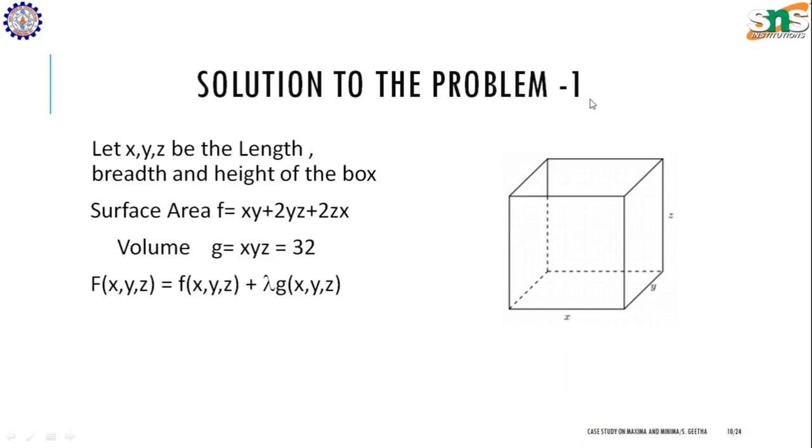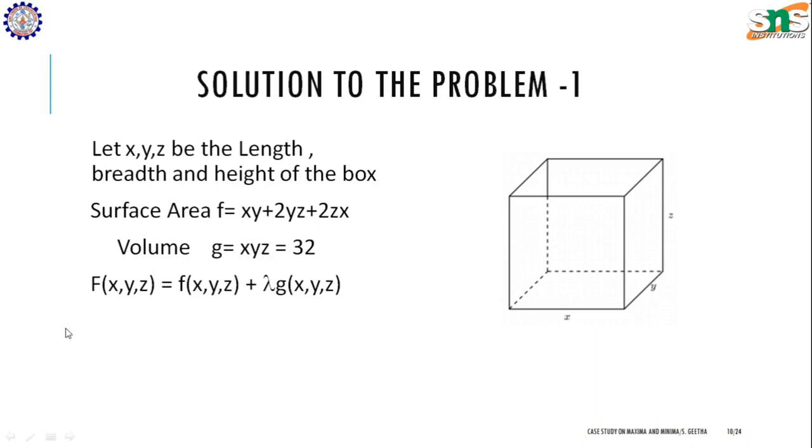Next, solution to the problem 1. Let x, y, z be the length, breadth and height of the rectangular box. Here the surface area f is the unknown value, so we take it as f. The rectangular box is open at the top, so the surface area f is xy plus 2yz plus 2zx, and the known value, volume, we take as g here. So g equal to xyz equal to 32.